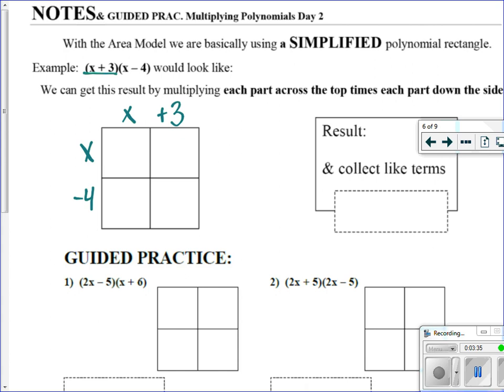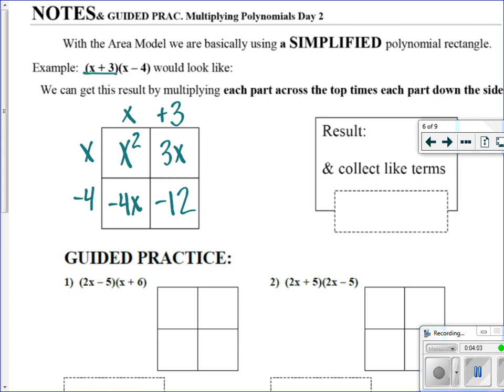So what's x times x? What's x times negative 4? What's 3 times x? And what's 3 times negative 4? So instead of making it where it is pictures, we're just breaking it down and making it the number part instead. Combining terms. The top left is x squared.